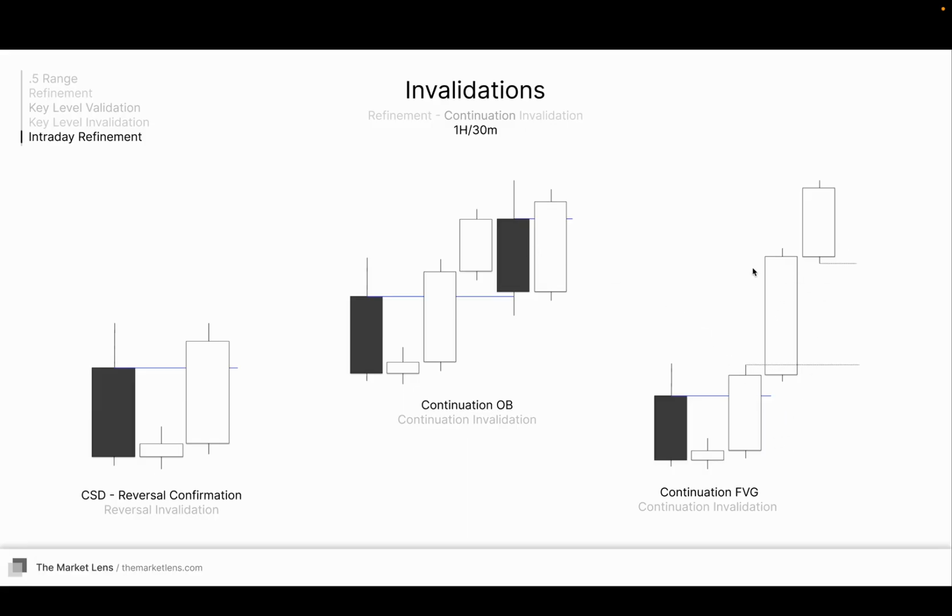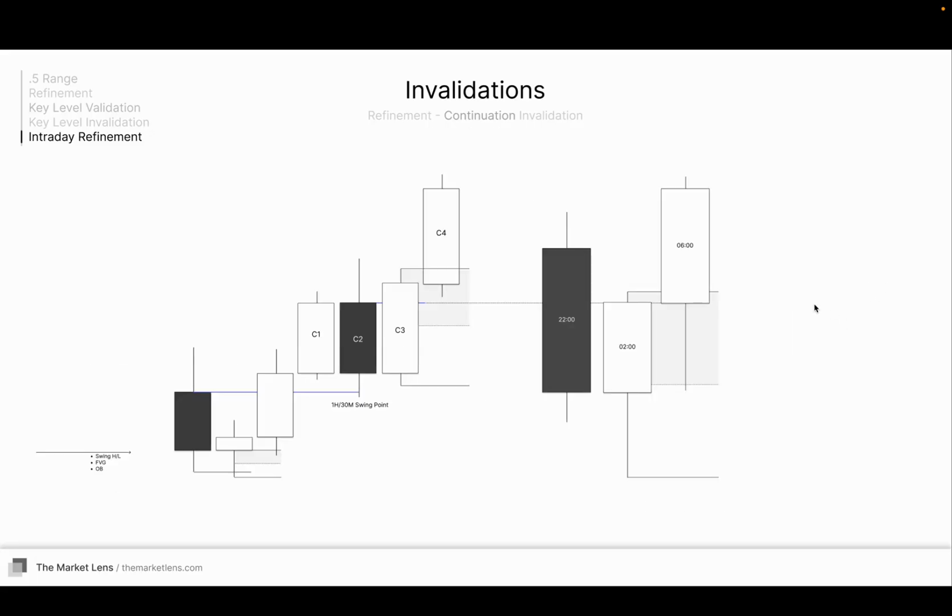Pretty simple. And these need to support price for continuation, right? Because if these fail, then obviously that would be your invalidation for continuation, right? Because one thing we know about expansion is we wouldn't want to see price retrace super deep back into the range, right? So this fair value gap needs to hold, right? And this also becomes your invalidation for 4 hour candles, right?